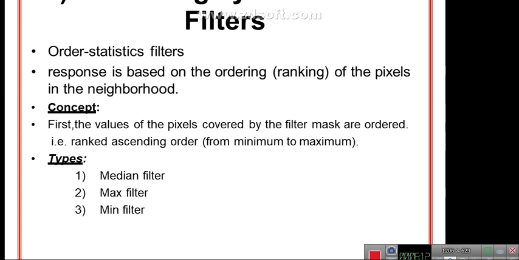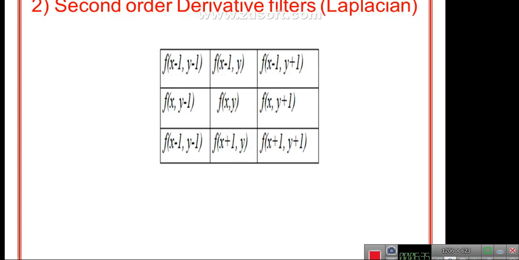And smoothing by non-linear filters is also called an order statistics filter. Here the values of the pixels covered by the filter mask are ordered, arranged in ascending order from minimum to maximum. Here three different filtering techniques are used for smoothing: the median filter, max filter and min filter.